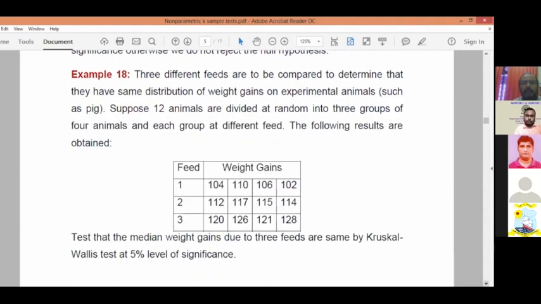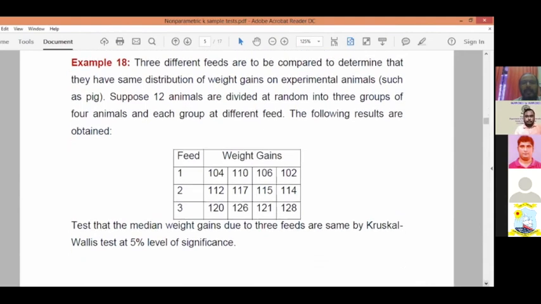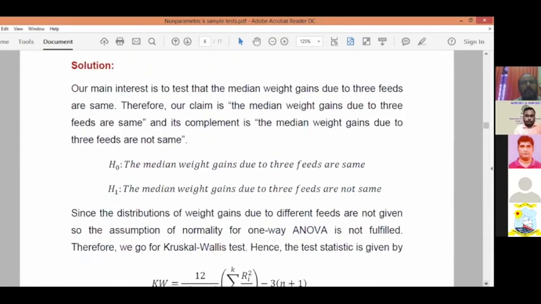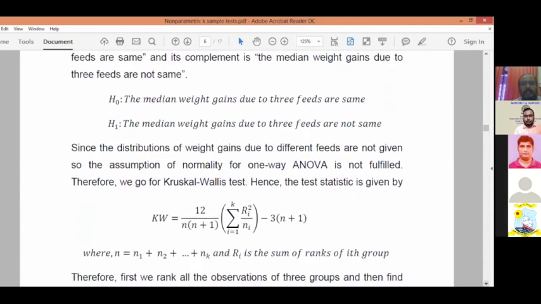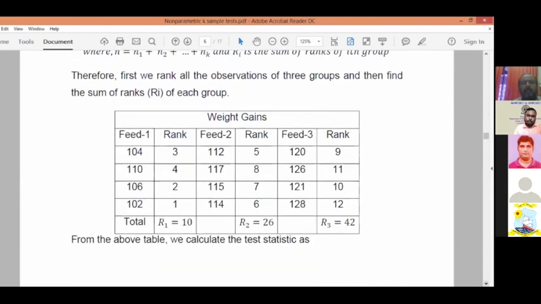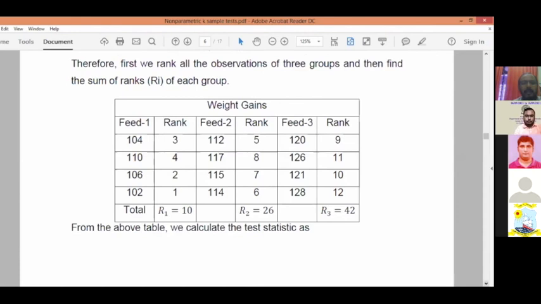One problem is there: there are 3 feeds and weight gains. Test whether the median weight gain due to the 3 feeds is the same by the Kruskal-Wallis test at 5% level of significance. I have defined the test statistic, and the test statistic is observed using this formula. Ranks are given for the first sample, second sample, and third sample. R1 is calculated for the first feed, the second sample has the second rank sum, likewise the third. R1, R2, R3 are calculated.